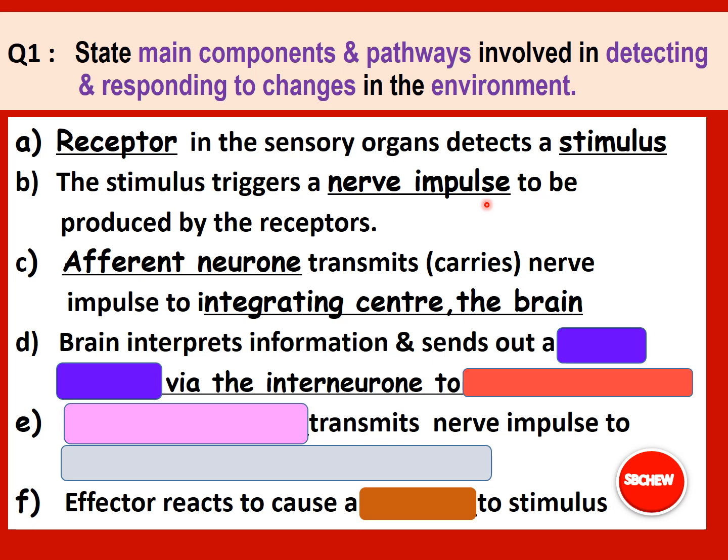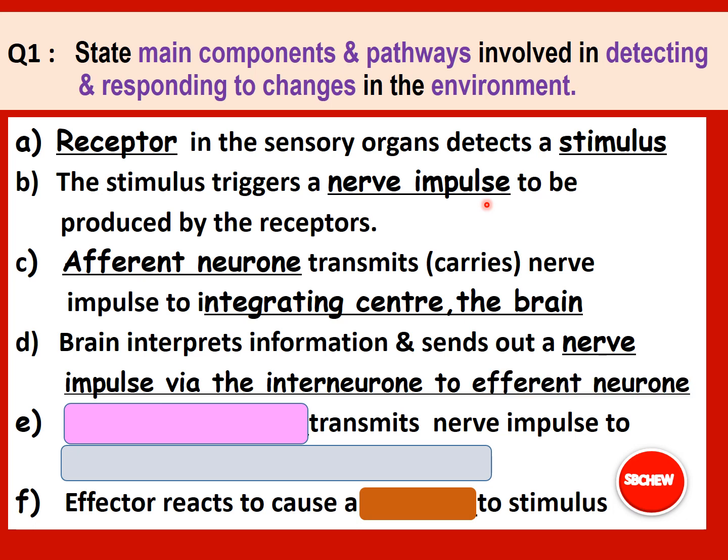Okay, so the brain interprets the information, that's the job of the brain, and sends out another what? Yes, nerve impulse via the interneuron, the second neuron, to the third neuron. The third type of neuron is called what? Yes, efferent neuron. So all these neurons are actually just nerve cells with long fibers to transmit the nerve impulses, right? Some have shorter fibers like the interneuron. The fibers are shorter than the efferent neuron or afferent neuron.